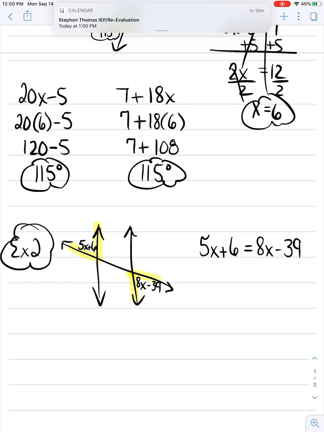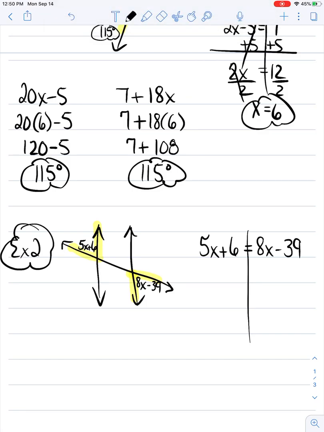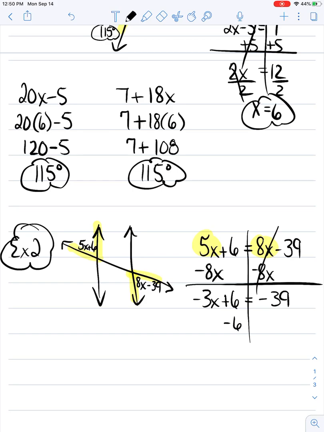Now, to find the value of x, I just solve the equation. I notice that I need to get all my letters to the left. So I'm going to subtract 8x from both sides, and I'm left with negative 3x plus 6 equals negative 39. Now I'm going to subtract 6 from both sides.